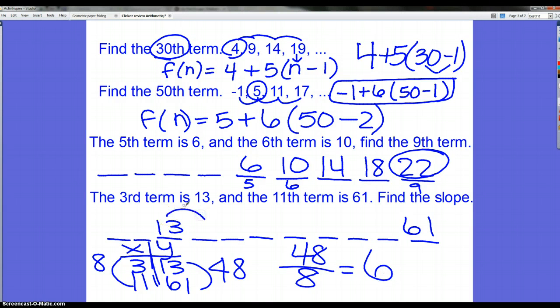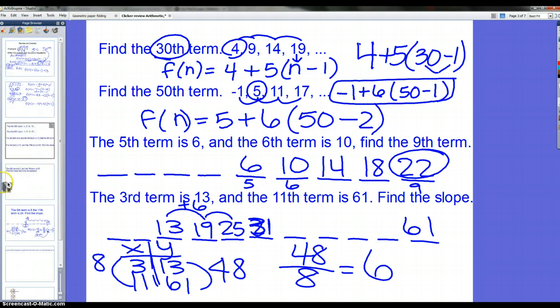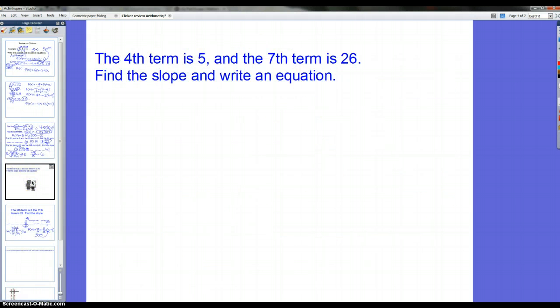So this slope number here, we can now fill in all of these numbers because we know it's adding 6 every single time. Well, 31. And so forth. And we can check and make sure it gets us to 61. So this one, the fourth term is 5, the seventh is 26. Find the slope and write the equation.